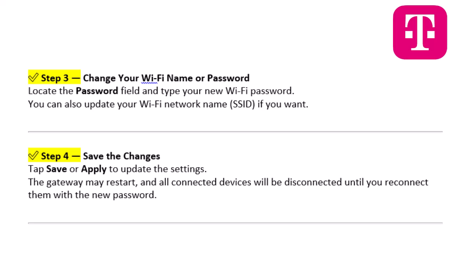Step 4. Save the changes. Tap Save or Apply to update the settings. The gateway may restart and all connected devices will be disconnected until you reconnect them with the new password.